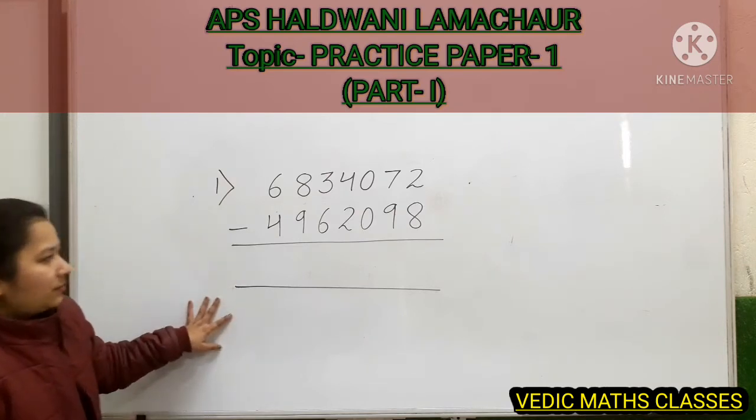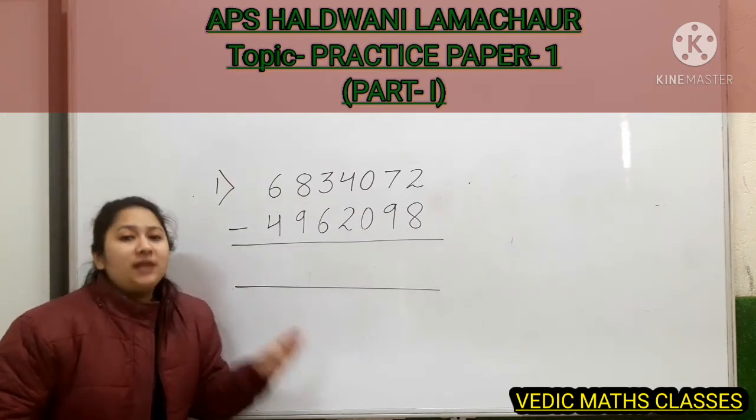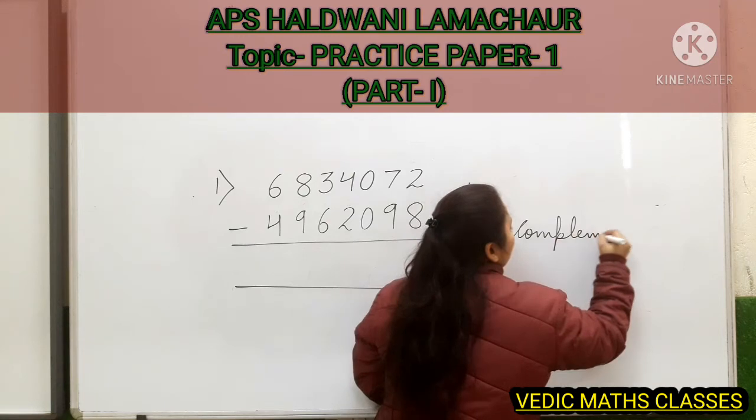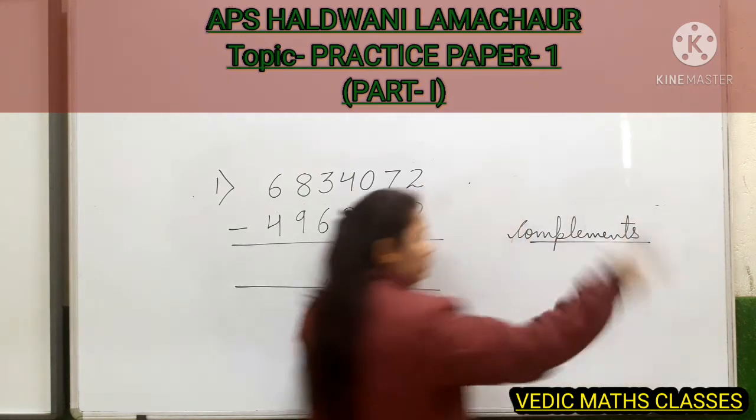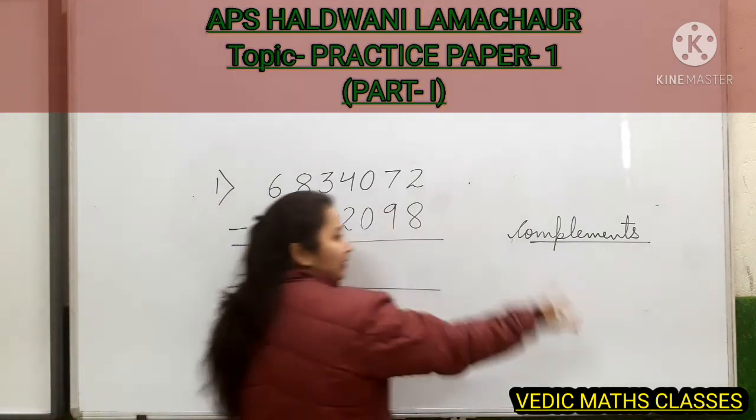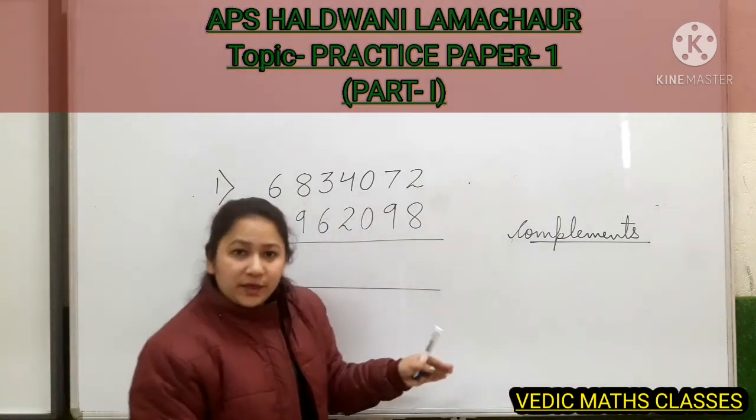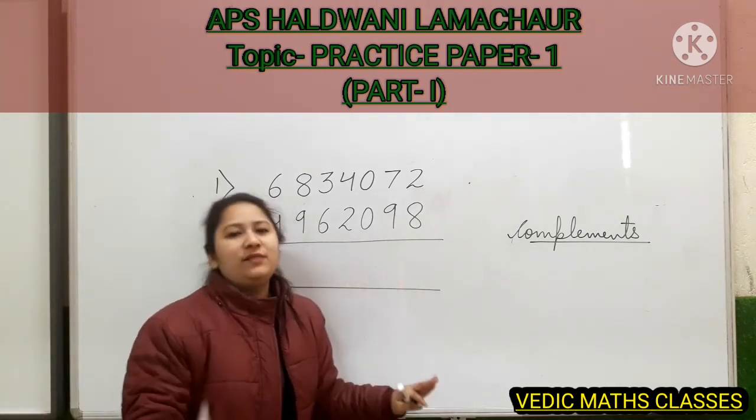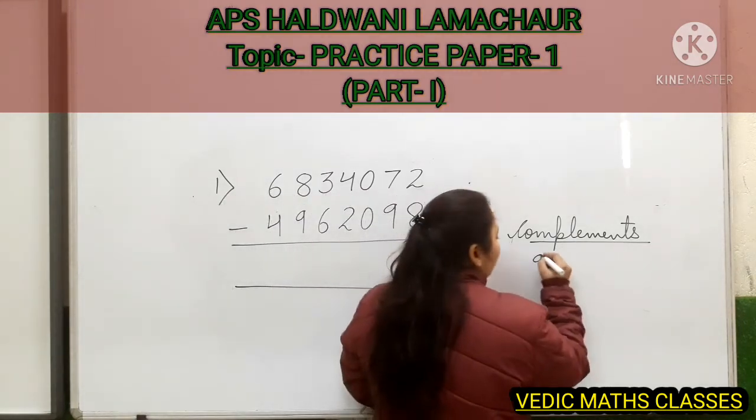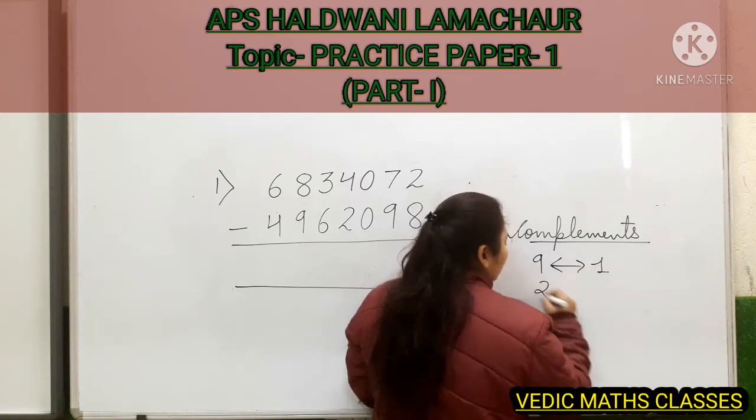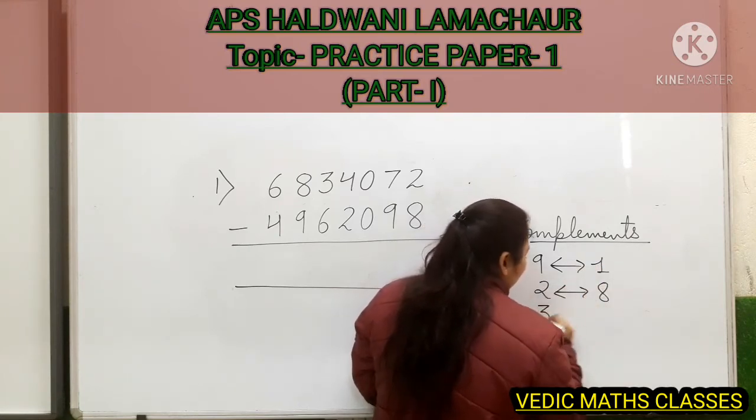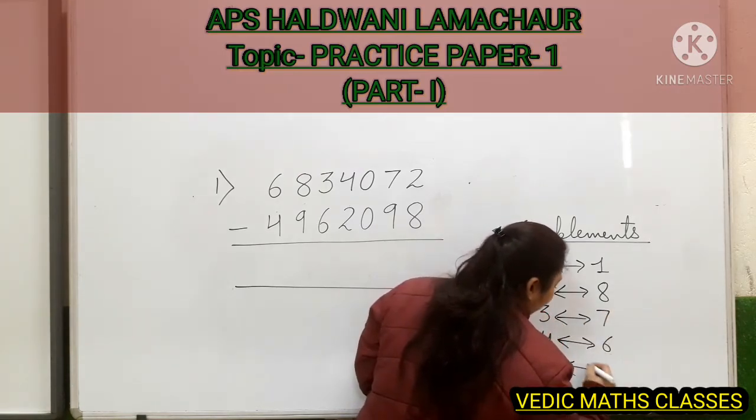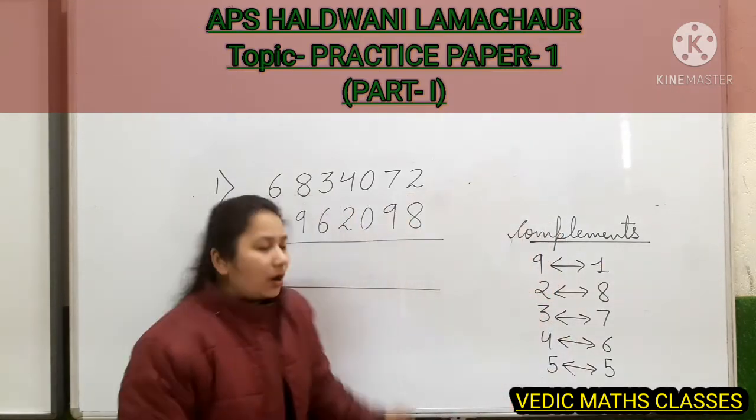Now students, it's your first sum. You can see the sum is 11. Before starting the sum, as you know, we use complements in this sum. Kids, again I am repeating, it's a revision video, so we are using the method directly. If you have not seen the old video based on this method, first go through that video and then watch this video. Now complements. You know that 9 is the complement of 1, 2 is the complement of 8, 3 is the complement of 7, 4 is the complement of 6 and 5 is the complement of 5. Now how can we learn these complements?